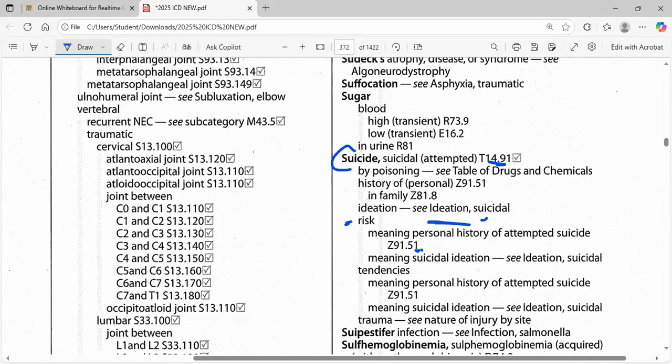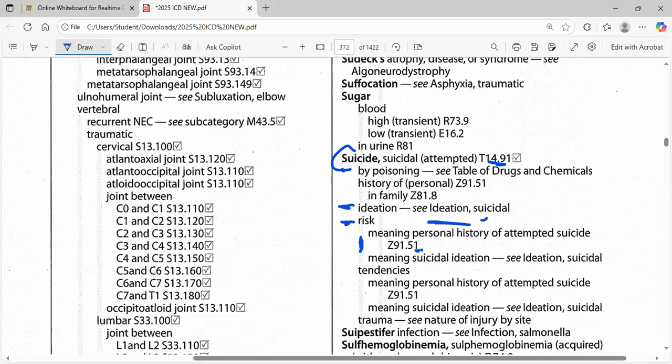So our classification is also listed alphabetically. You can see here first we have suicide, and then all classifications are listed in the first vertical line. Then we have the subclassifications listed in the second vertical line. So ideation is a different classification, and the risk is in a different classification. This risk is not under the ideation. It is a totally different one.